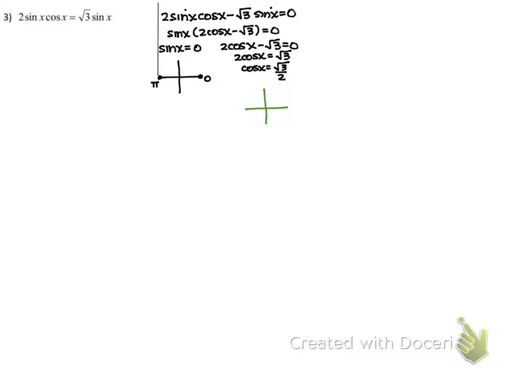So where is cosine root 3 over 2? Well, those are at pi over 6s. So I'm going to be there at pi over 6, and I'm also going to be there at 11 pi over 6. Okay, if I take a look at this, before I even look at the other ones, look at how close those are together, and look at how far it is over there. There's no way those two can go together.